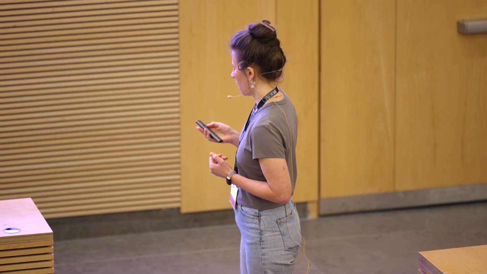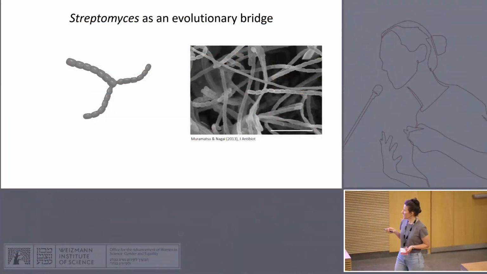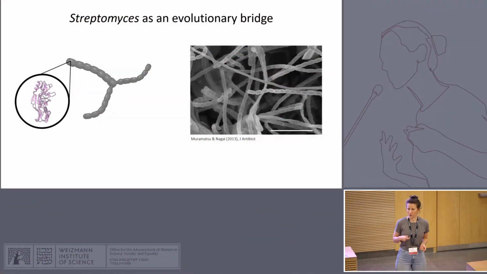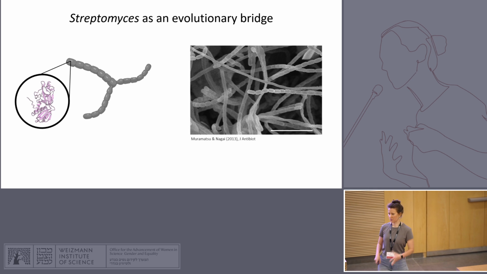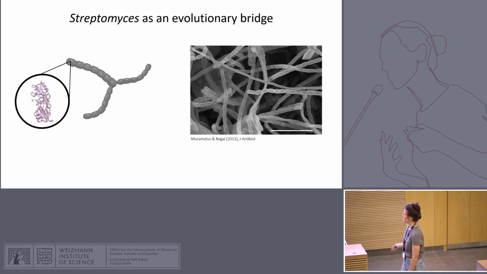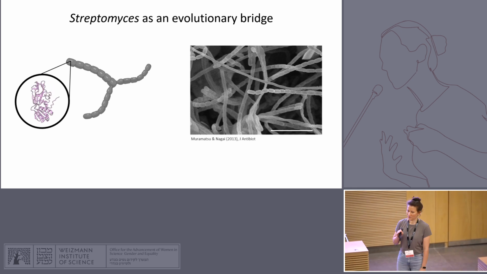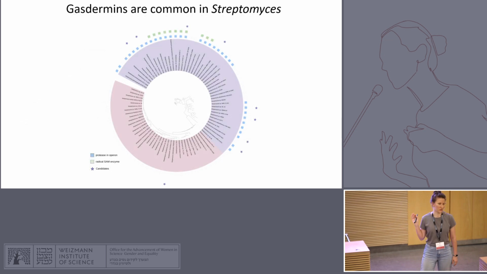For example, they have division of labor. Some cells are in charge of attaching to the surface and others are in charge of replication. And they're also known to have a lot of signaling molecules that help them coordinate these processes between them. We were able to find that they have genes that encode for gasdermins, or that we predict encode for gasdermins. In fact, it seems that gasdermins are very common in Streptomyces species.